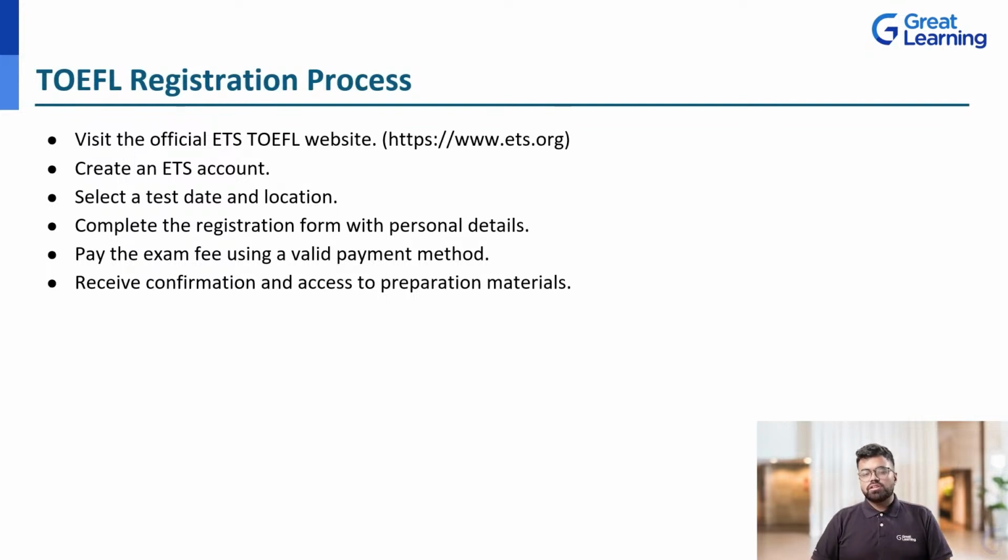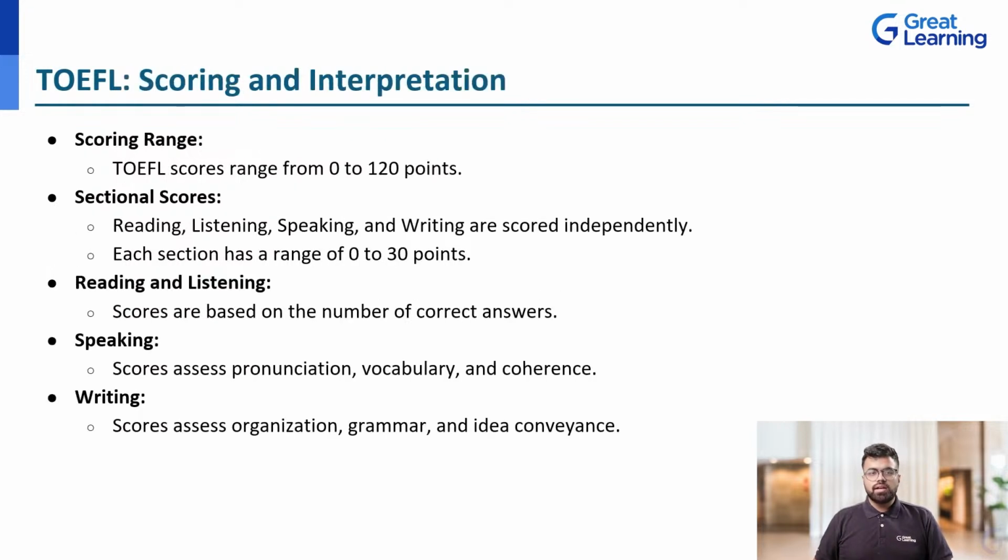So this is all the registration process and everything that is there. Now scoring, what type of scoring are we looking at? The first one ranges from 0 to 120. Sectional scores are there again. There are 4 sections, so 30 is the maximum for each section.